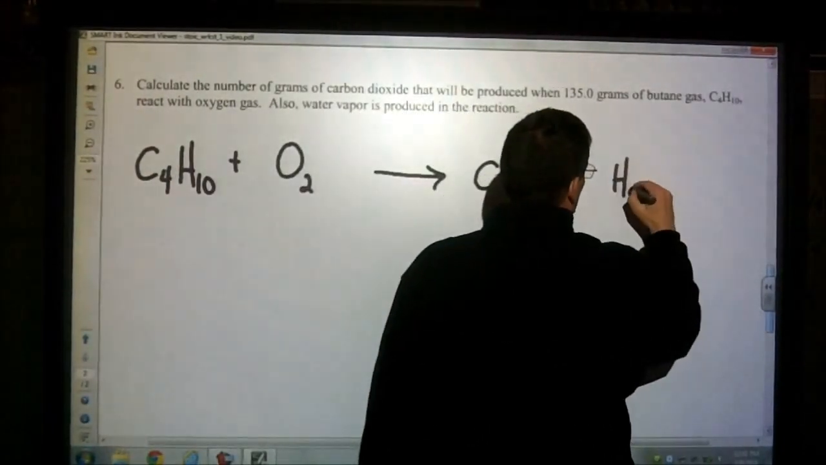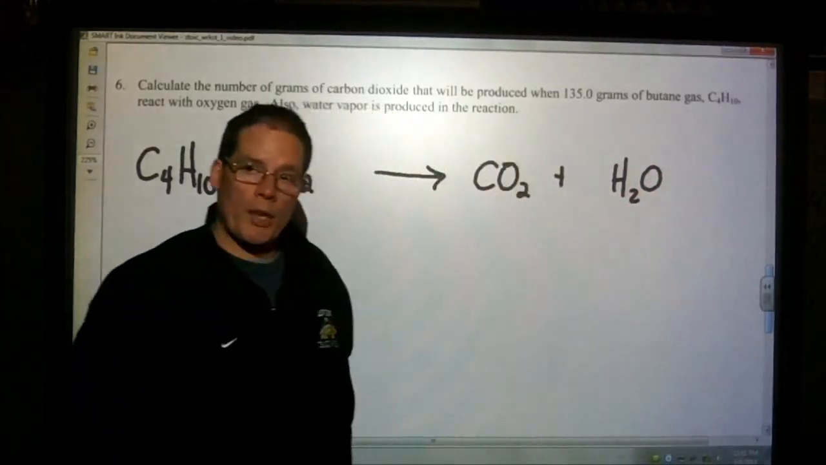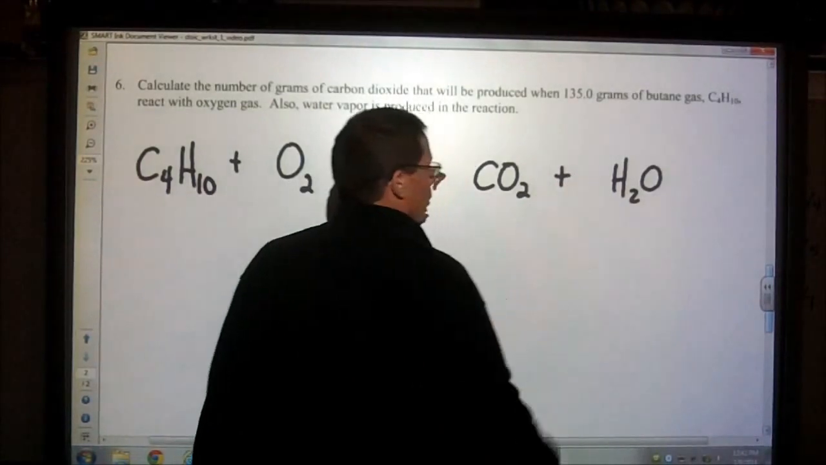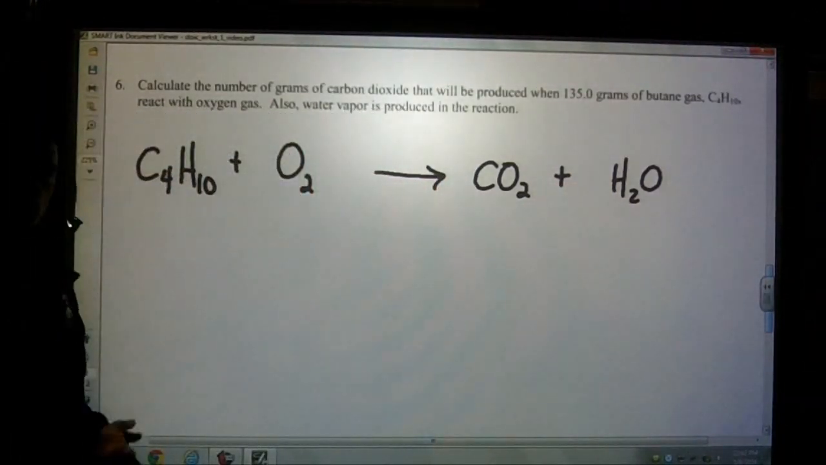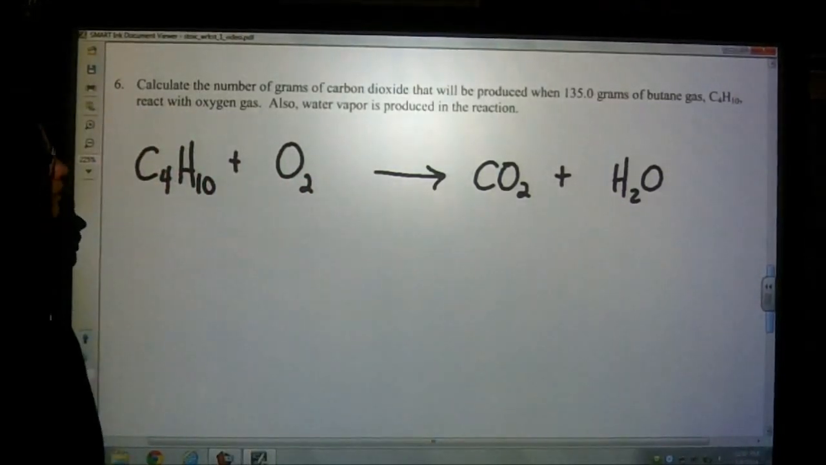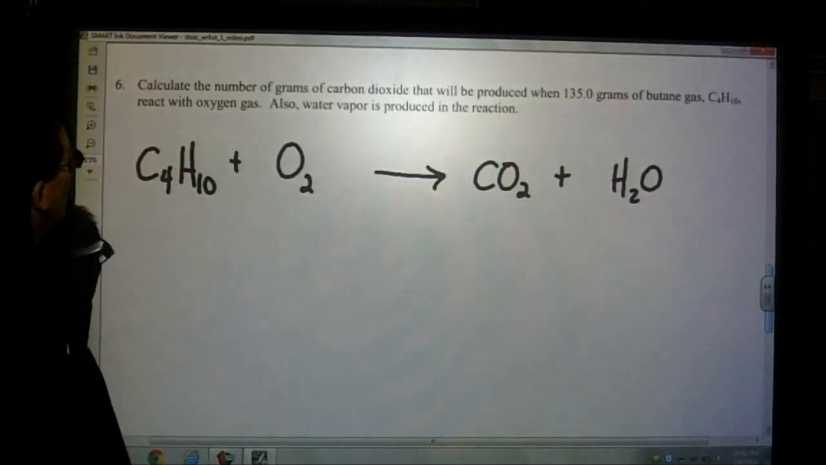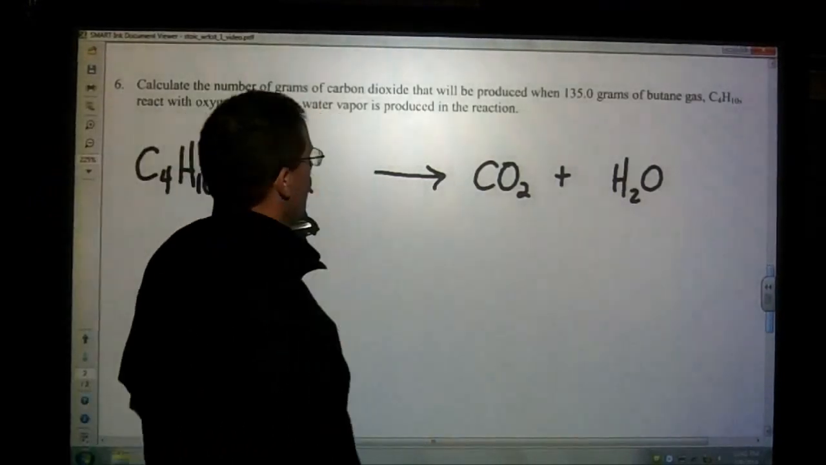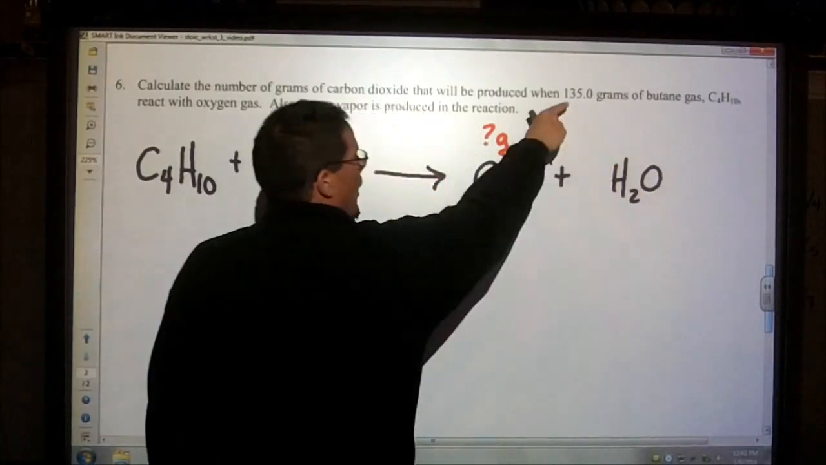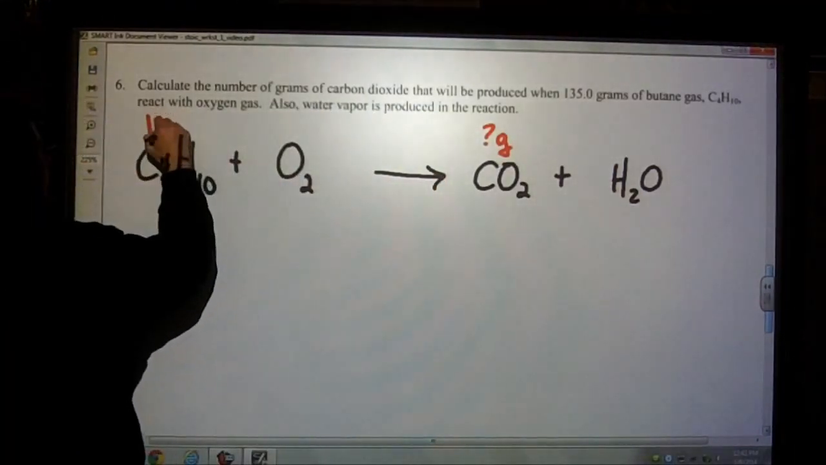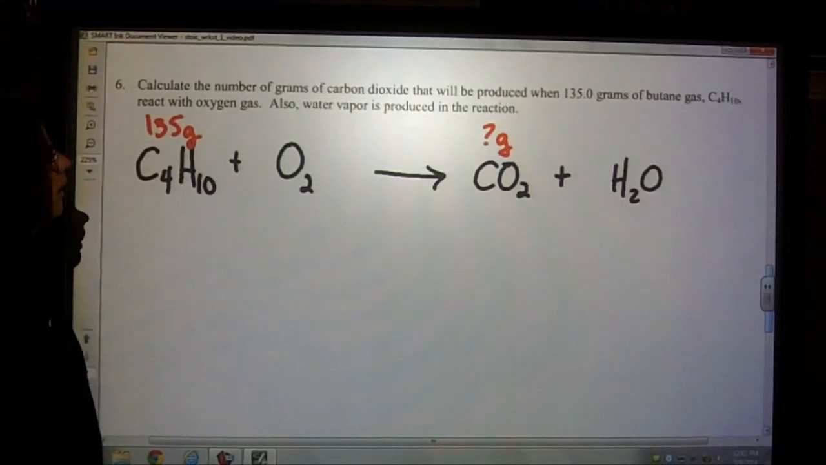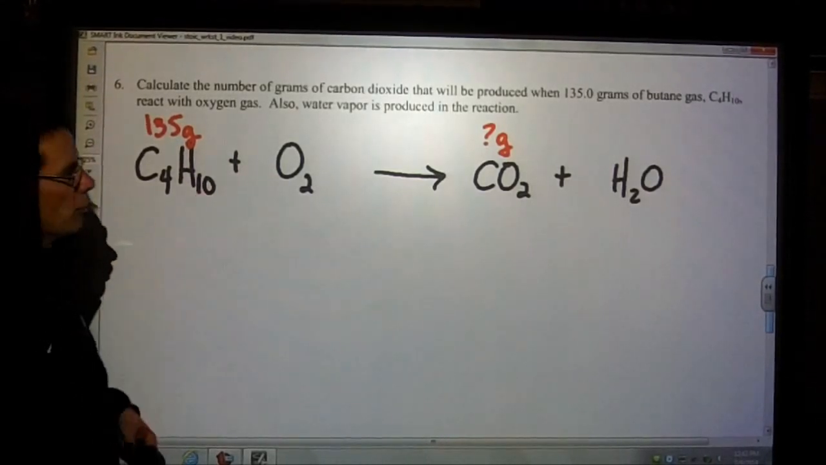Okay? So this word problem actually has things going all over the place. So make sure that you're asking yourself, who are the reactants? Who are the products? Make sure you know what you're starting with, what you're finishing with. Okay, so we have our generic equation. Let's write down what we know. So calculate the number of grams of carbon dioxide. So we're looking for the number of grams when 135 grams of butane. Okay, so 135 grams of butane. And now we're ready. So now we can start the question.